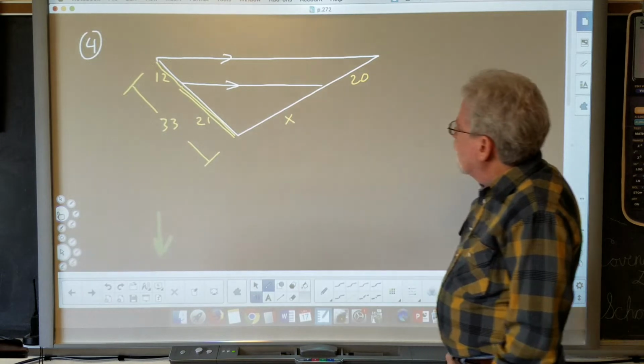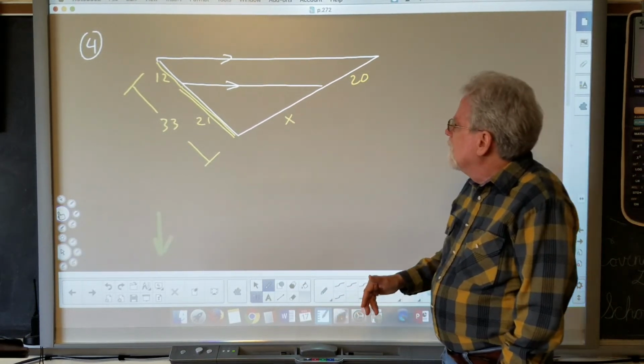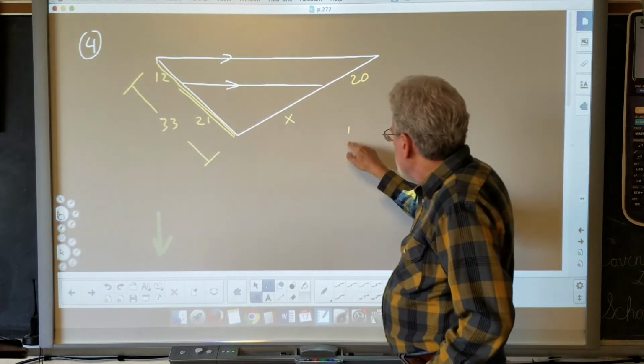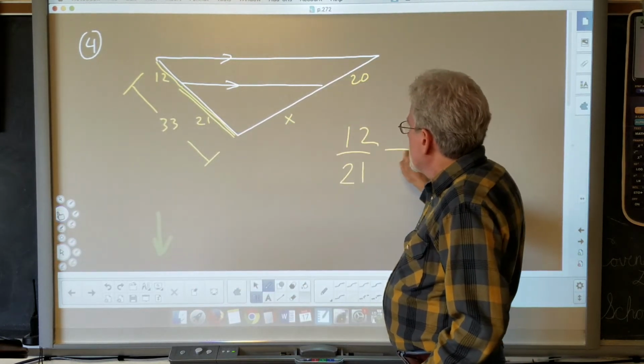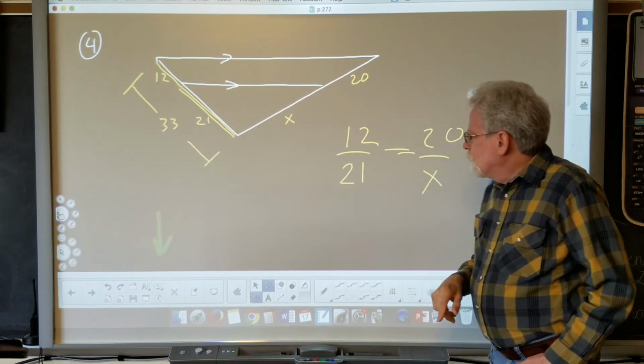All right, so now we've got our scale factor, by the way. Well, in this case, we wouldn't really call it a scale factor. But what do we write? Simply that 12 over 21 equals 20 over x. Now, we could work with it from there.